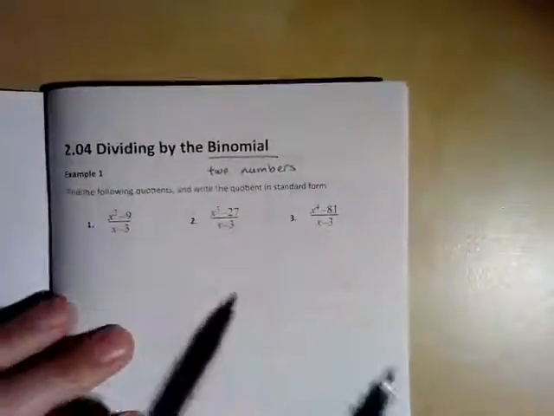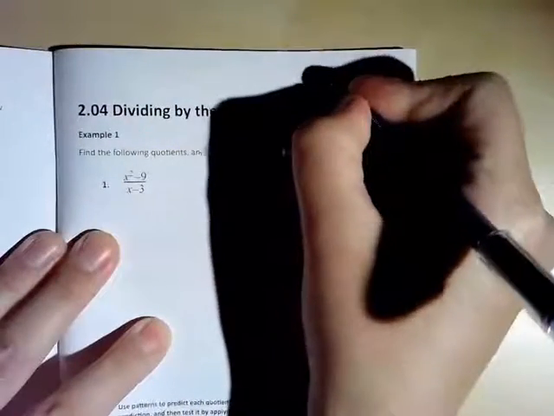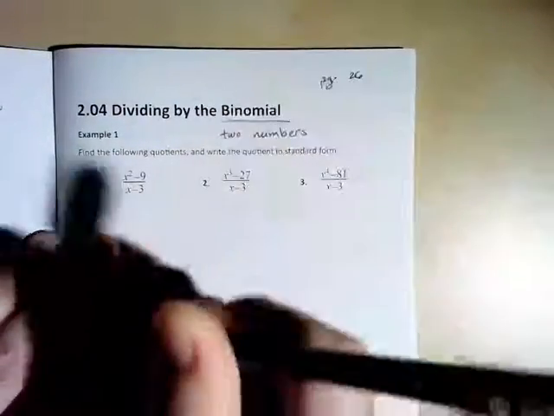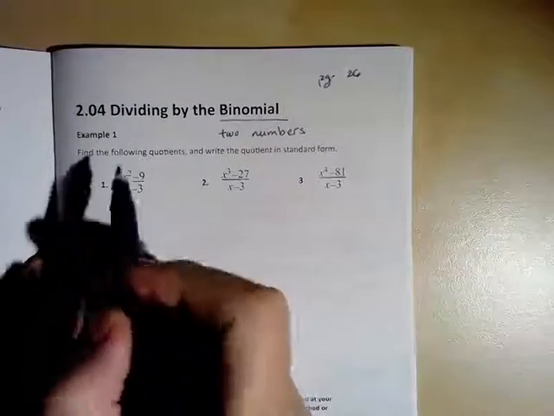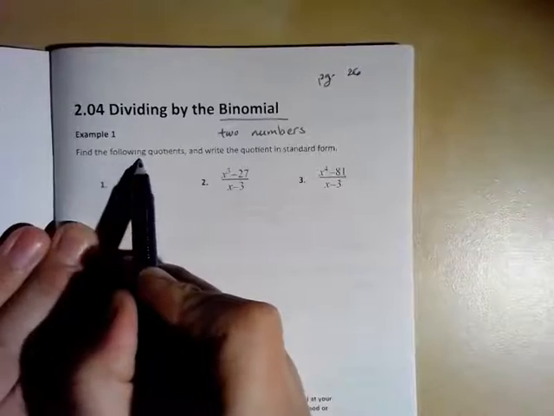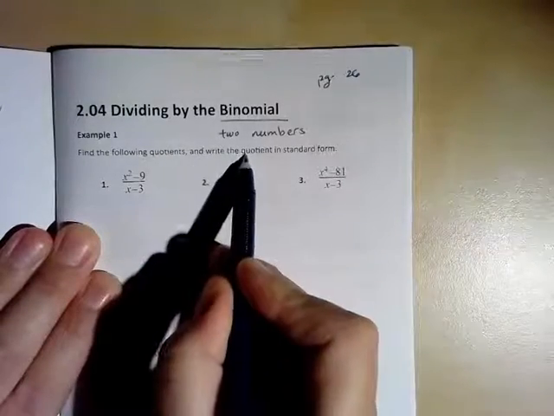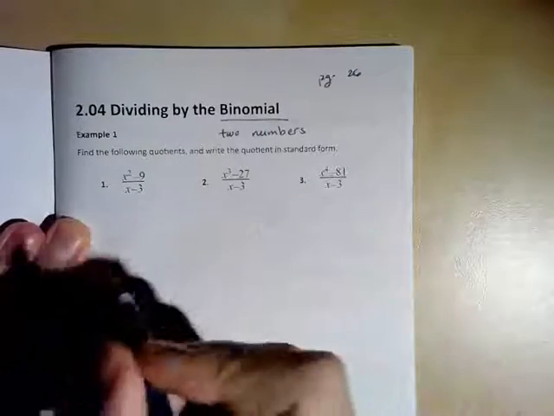So opening up to 2.4 on page 26, please make sure that you have an erasable pen or pencil, and let's get to work. Looking at example 1, find the following quotients and write the quotient in standard form.